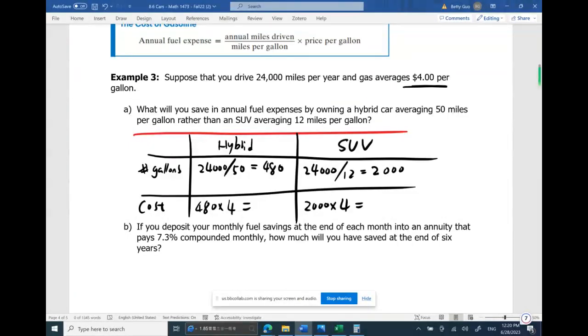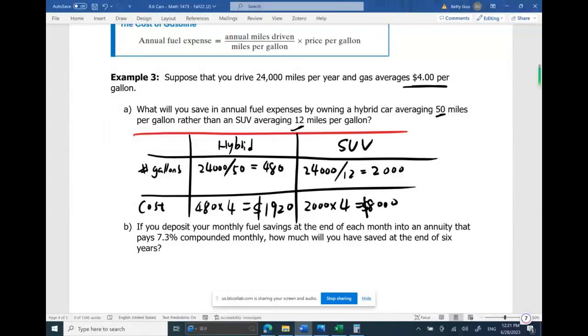Let's see what's the dollar amount you spend on each car. 480 times 4, $1,920. And the second option, 2,000 times 4, $8,000. Wow, that's a huge difference, right? More than 4 times more, because 50 is more than 4 times 12. The corresponding cost, of course, is the same.